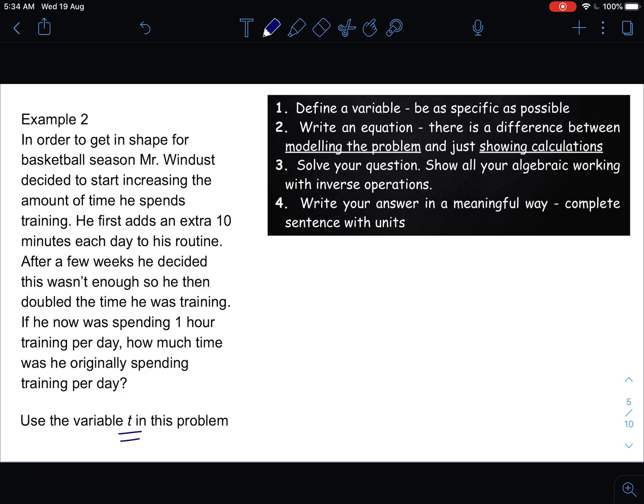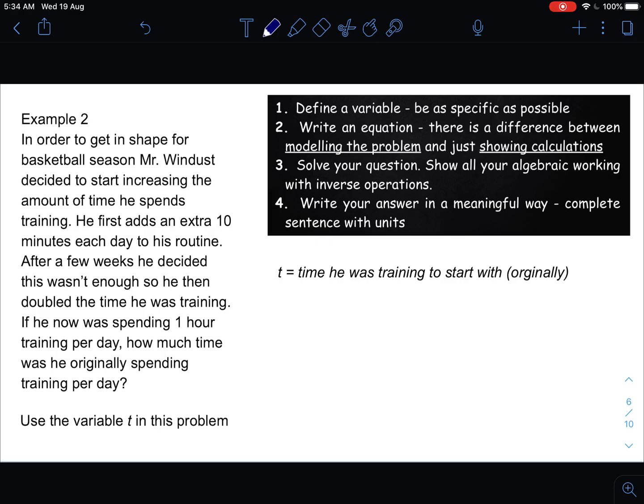Okay. Similar problem. I want you to first read that and then define your variable. So for the variable, I said to use the letter T in this problem. The way I defined it was T is the time he was training to start with originally. Okay. Second step, write an equation.